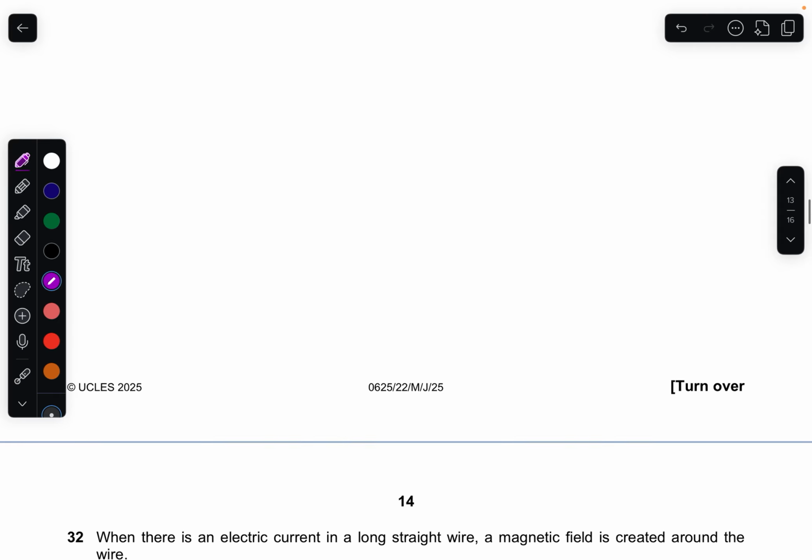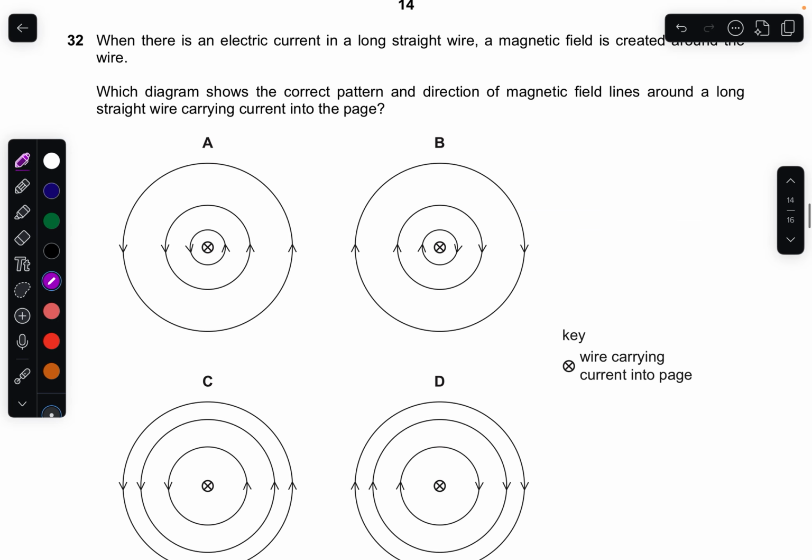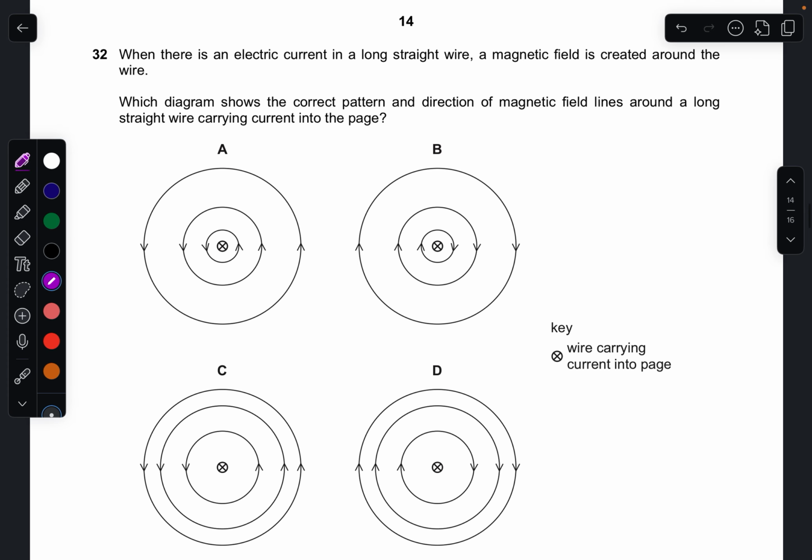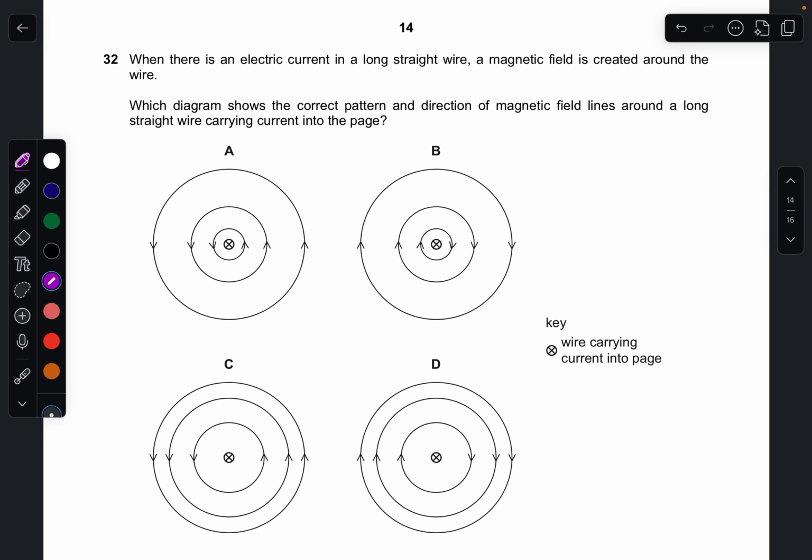In the next question, when there is an electric current in a long straight wire, a magnetic field is created. Which diagram shows the correct pattern? You have to use the right hand thumb rule.